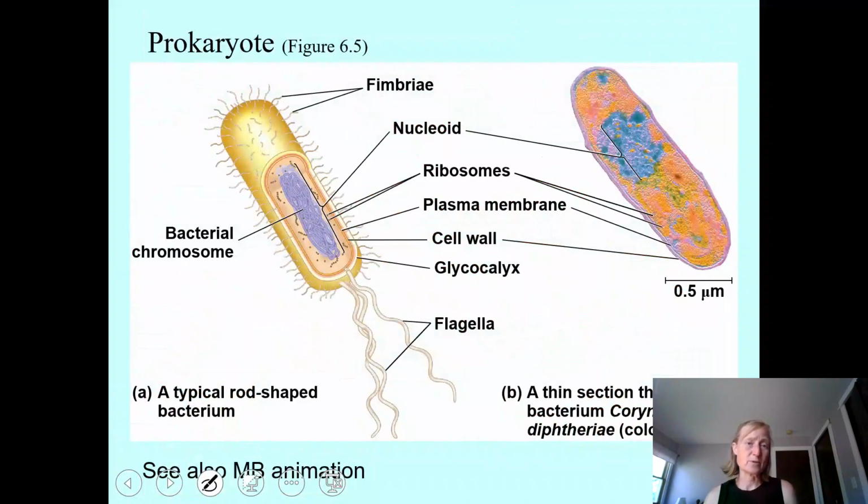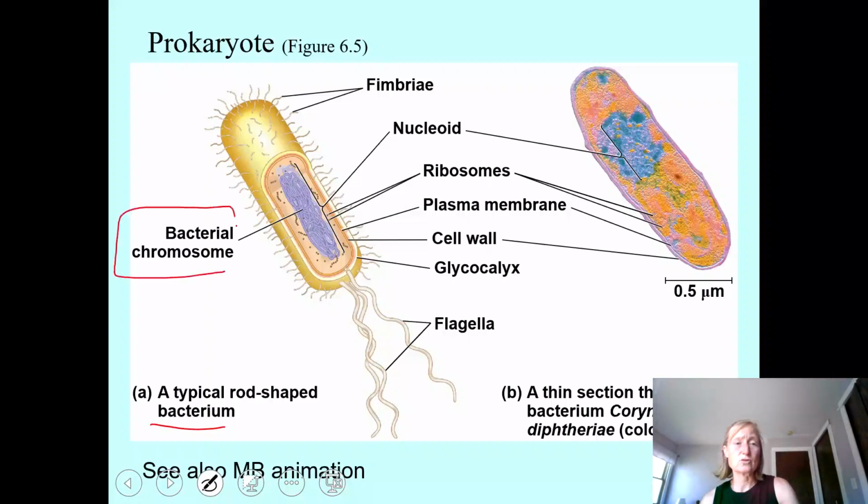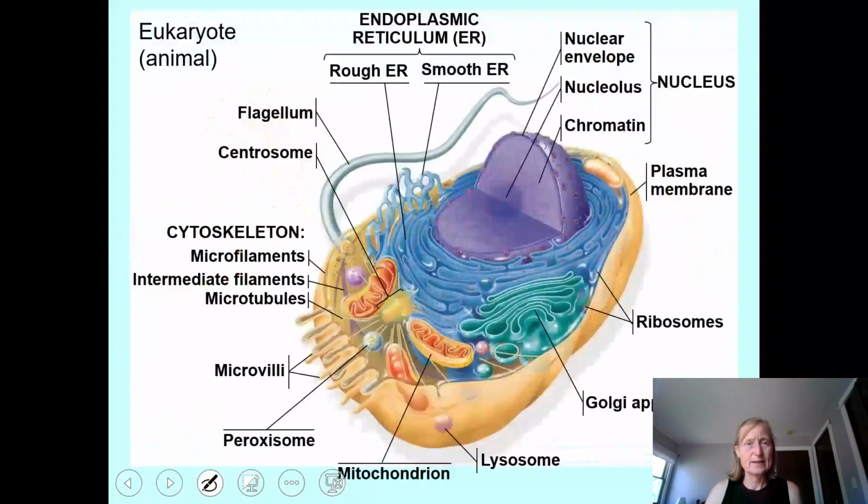Here are some slides of prokaryotes and eukaryotes. This one represents some of the basic things found in bacteria or archaea. This happens to be a bacterium. And you can see it has a single chromosome or a single circular DNA material. Okay, and it doesn't have membrane-bound organelles.